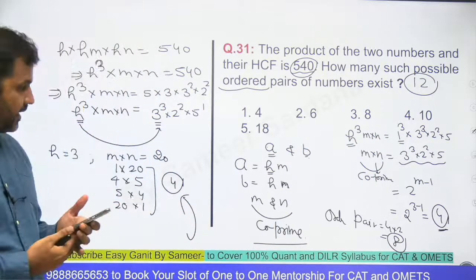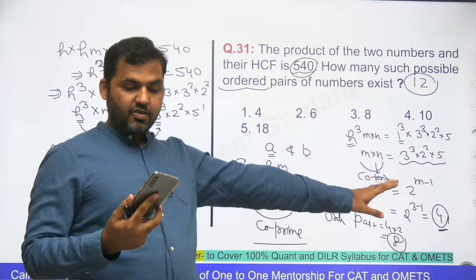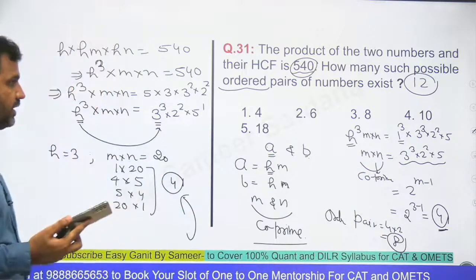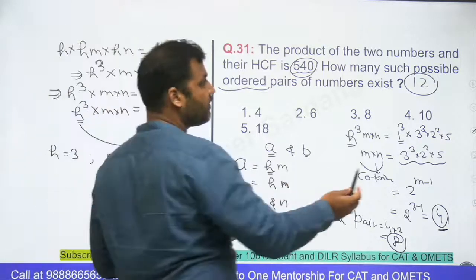Yes or no? Guys, in ordered pairs you have to take both the different cases, okay? 12 is the right answer of the question, guys. Okay? 12 is the right answer of the question. That's question number 31 in full.